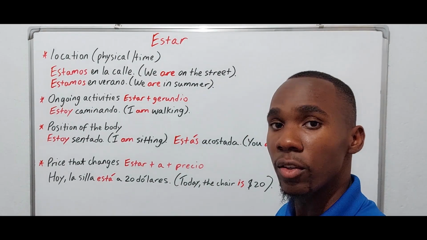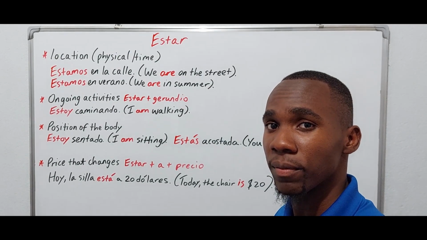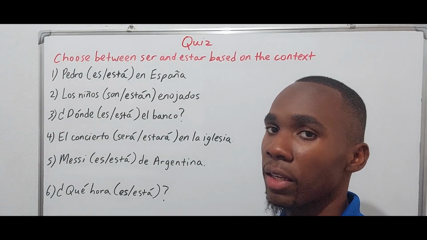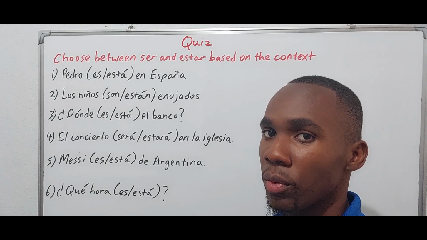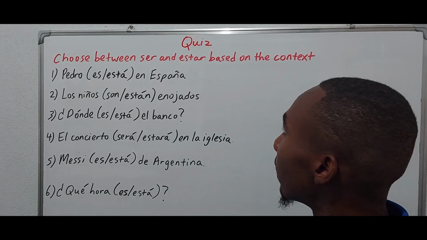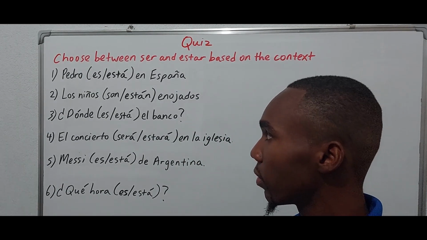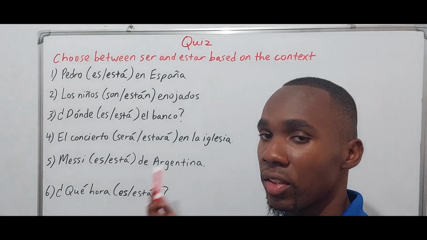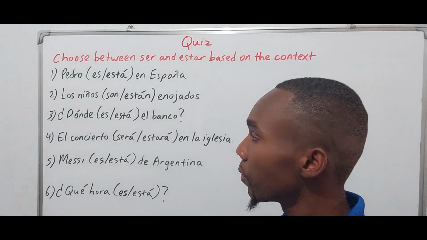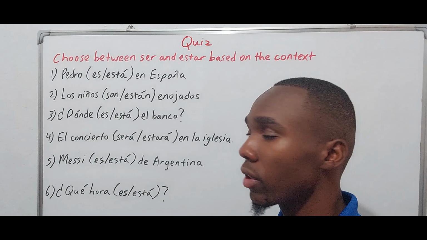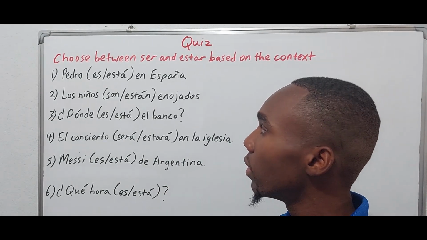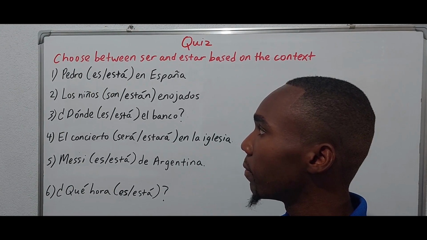Alright? Now we're going to proceed to a quiz. Okay, so we are at the end, the final segment. Of course, that would involve a quiz. So choose between ser and estar based on the context. So of course, in every sentence, you're going to have the two options and you're going to have to choose which one is correct based on the context, okay? So 1, Pedro es or está en España.